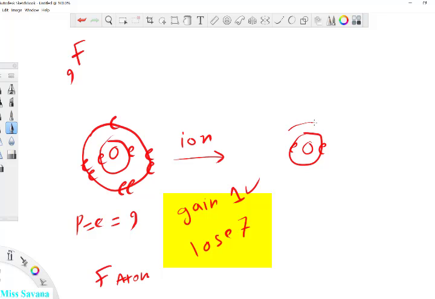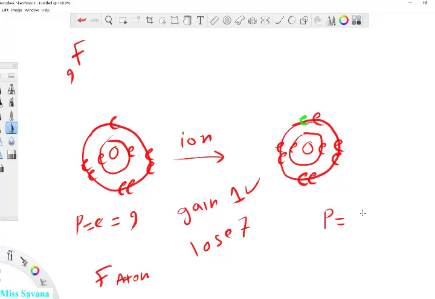So this is how it's gonna be. So it's gained 1 electron. Now remember, I never play with the proton. It's gonna be the same, 9. But what about the electron? Now the electron is turned into 10, okay? And this one is positive.